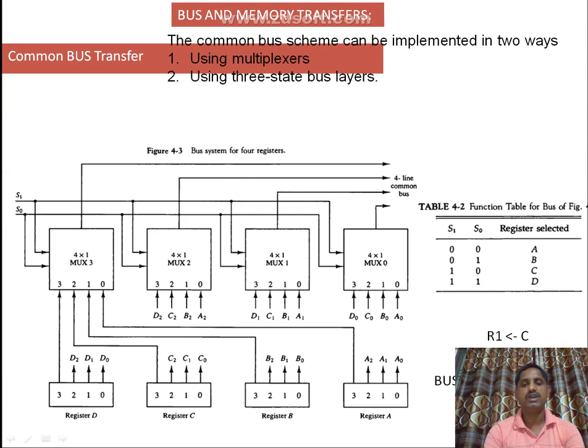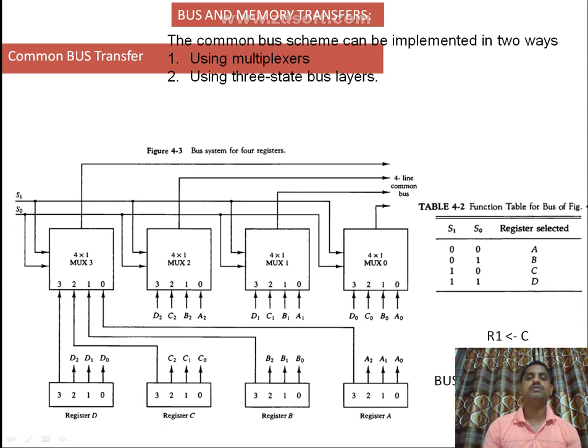Here we can use register A, register B, register C, register D, and A0, B0, C0, D0. They go to multiplexer 0; A1, B1, C1, D1 go to multiplexer 1; A2, B2, C2, D2 to multiplexer 2; A3, B3, C3, D3 to multiplexer 3. Whenever the select lines S1 S0 are 0 0, register A is selected, then 0 1, B is selected, 1 0, C is selected, and 1 1, D is selected. Okay, this is the 4-line common bus.